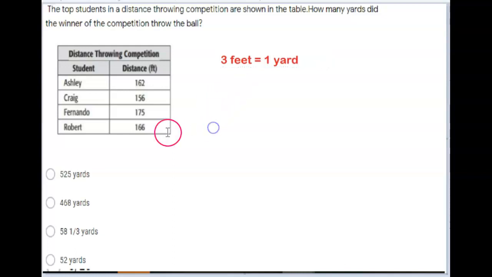Which means that whatever my answer is, how many yards did the winner of the competition throw the ball? Well, I'm going to take 175, right? Because that's who won. That's the biggest number here. And divide it by 3. And then you'll have your answer, right? Because this is in feet, and we're not looking for feet. We're looking for yards. So that's how we're going to figure out our answer. 175 divided by 3. And it's going to be one of these bad boys.